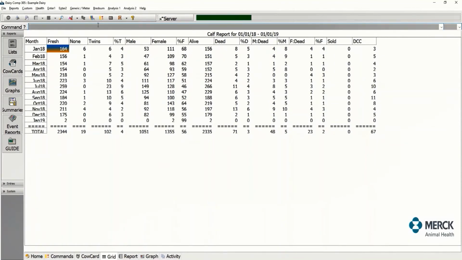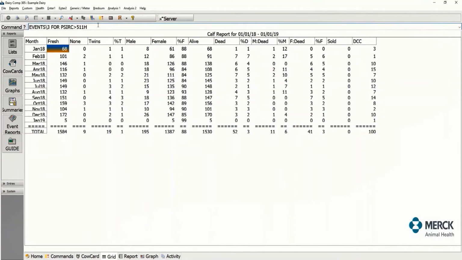So using this command here, events \3 for previous sire conception 511 age, you can evaluate what is the percentage of stillbirth for the cows that calved that were inseminated using sex semen. So in this situation, 3% stillbirth for these cows that calved and were inseminated using sex semen.